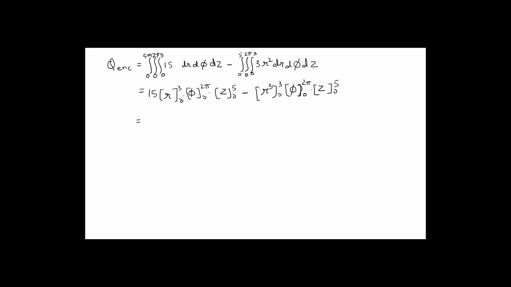This will be nothing but 15 into 3 into 2 pi into 5, minus r cube, which is 27, into 2 pi into 5, which is nothing but 180 pi. So this is the final answer highlighted here. This is the final answer.